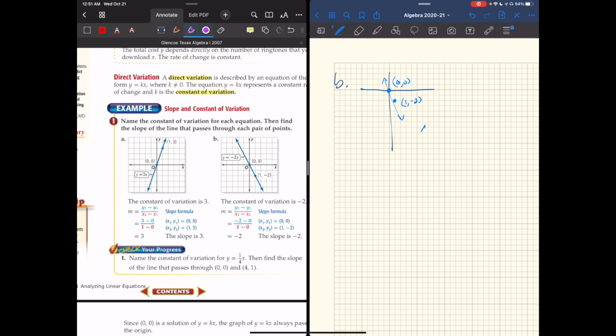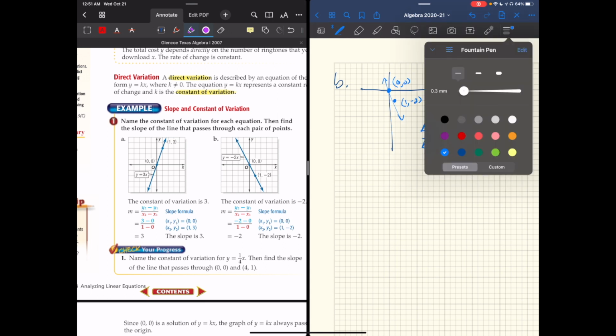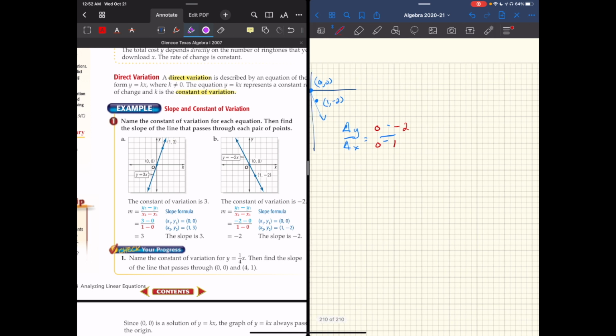So let's find out if that's what we get here when we do our delta y over delta x, minus over minus. If I am looking at an x-coordinate of 0 and a y-coordinate of 0, I might start with those. 0 minus, what's the other y-coordinate? Negative 2. What's the other x-coordinate? 0 minus 1. Very good.